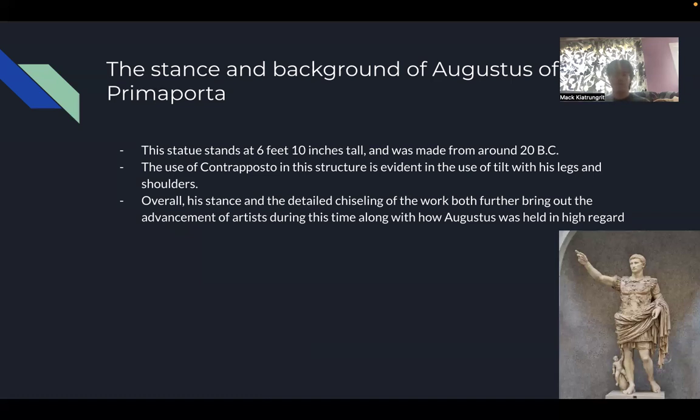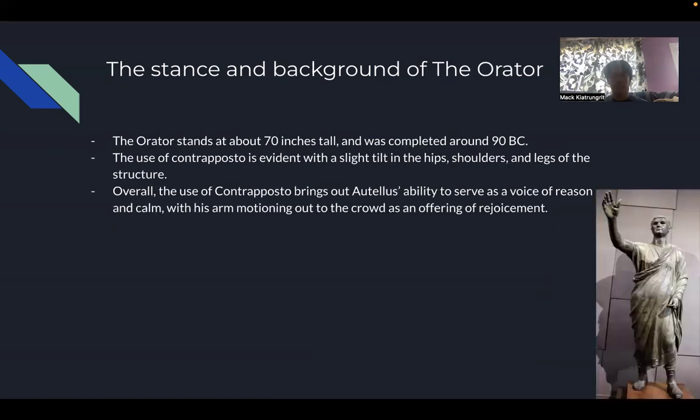Whether that's him motioning towards a crowd of his militia or just regular citizens, it really brings out his voice of power. And overall, his stance and the detailed chiseling of the work really bring out the advancement of artists during this time, along with how Augustus was held in high regard by his people. You can see it through his elegant robes or this little Cupid here. It shows how his people saw him not just as a leader, but almost as a god.